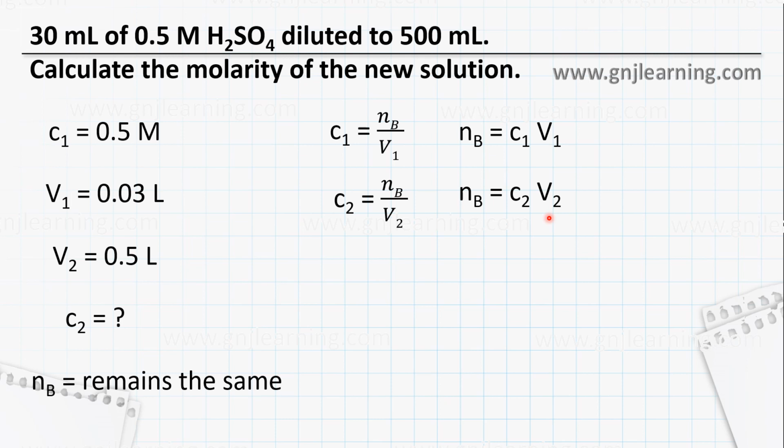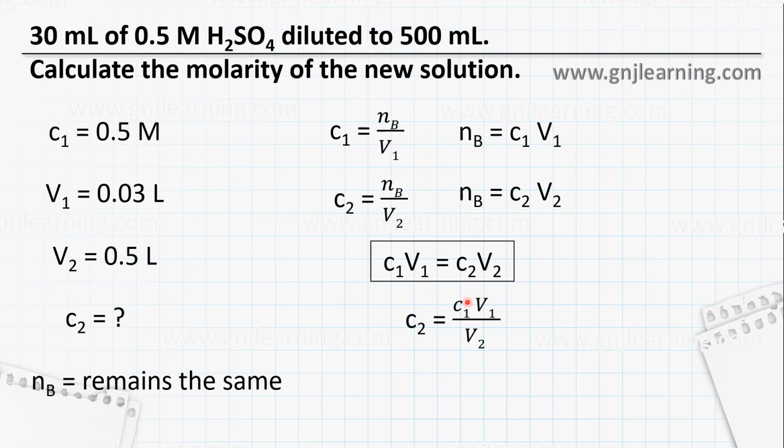Clear? Now nB is the same here and it's the same nB in the second equation, so the left hand side is the same. So if this side is the same, then we can equate the right hand sides, isn't it? So C1 V1 is equal to C2 V2. Clear? In this equation we know three variables, so the unknown C2 can be easily calculated.